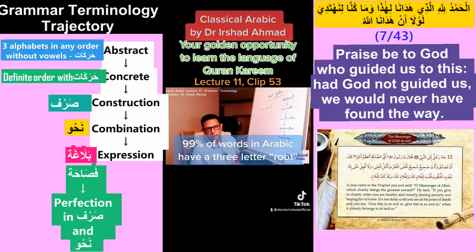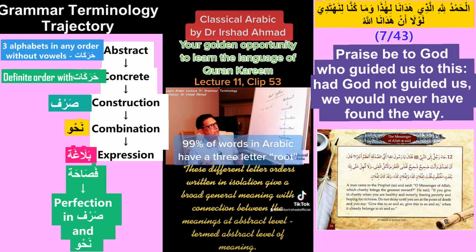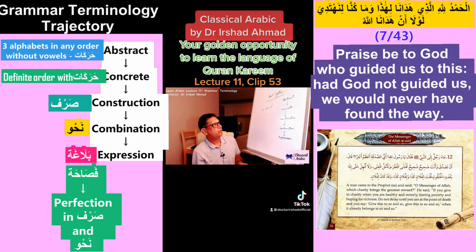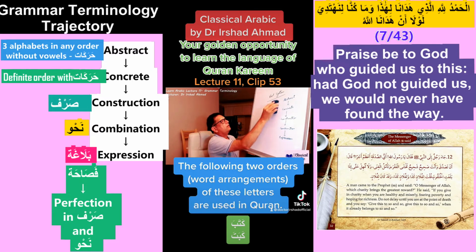When we look at 3 letters in isolation like that, they have an abstract level of meaning which is very general, broad kind of meaning, and to get concrete meaning from those, we will have to give these letters an order. So 2 orders of these letters which have been used in Quran are, one is kataba, and the other one is kabata.